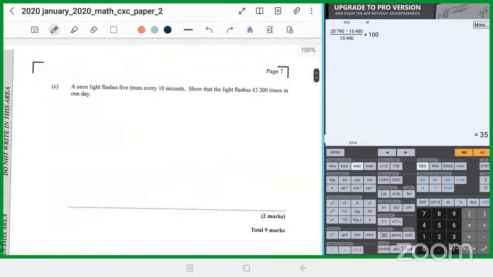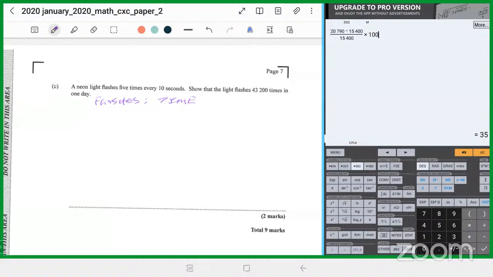A neon light flashes 5 times in 10 seconds. It's a ratio question. Show that the light flashes this number of times in a day. So we can start out at the ratio and multiply this 10 seconds all the way up to a day, which is 24 hours. I'm going to set it out like this. So the number of flashes to the time.